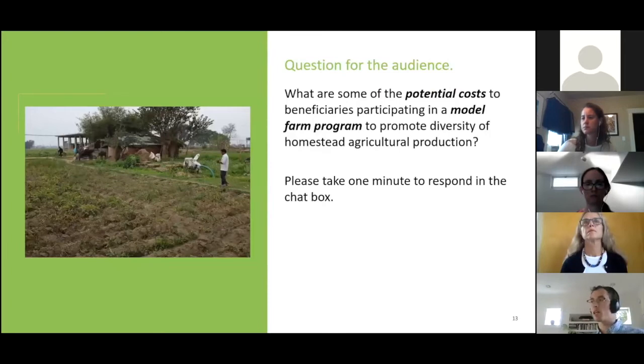So let's take a quick break here. And we're going to ask you to fill out your chat box again. So let's say that you are costing this large multi-sector program in a West African country. What are some of the potential costs to beneficiaries who are participating in the model farm or village homestead food production component of your study, which aims to promote the diversity of homestead agricultural production? So just take 30 seconds to respond in the chat box.